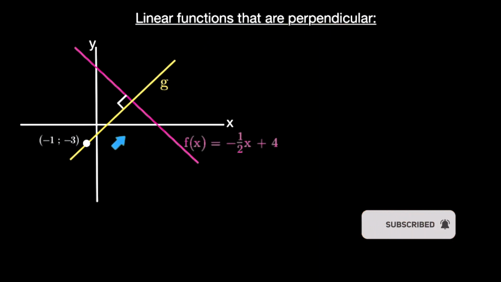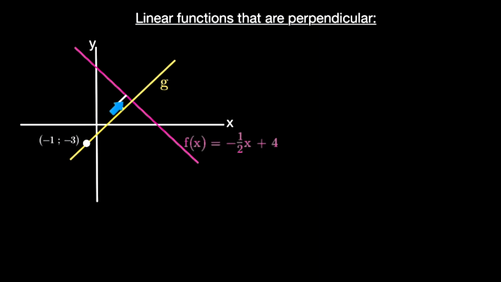So here we go. In this example we are given these two straight lines and we can see that they are perpendicular. We want to calculate the equation of this yellow line, which is called line g. Now, when we want to calculate the equation of a straight line, we need to calculate the gradient, but it's quite difficult to calculate the gradient of this line because we only have one known point, which is (-1; -3). If we had another known point on this straight line, we could have used the gradient formula. So now we have to calculate the gradient in a different way.